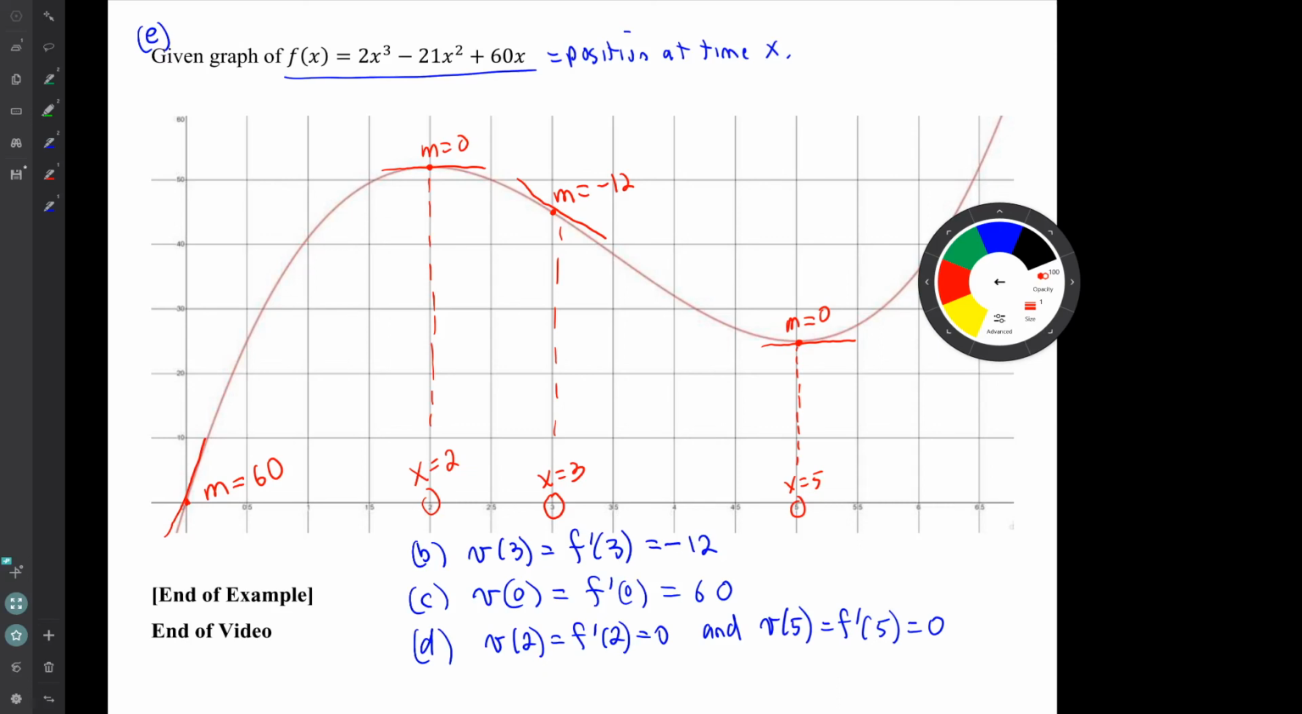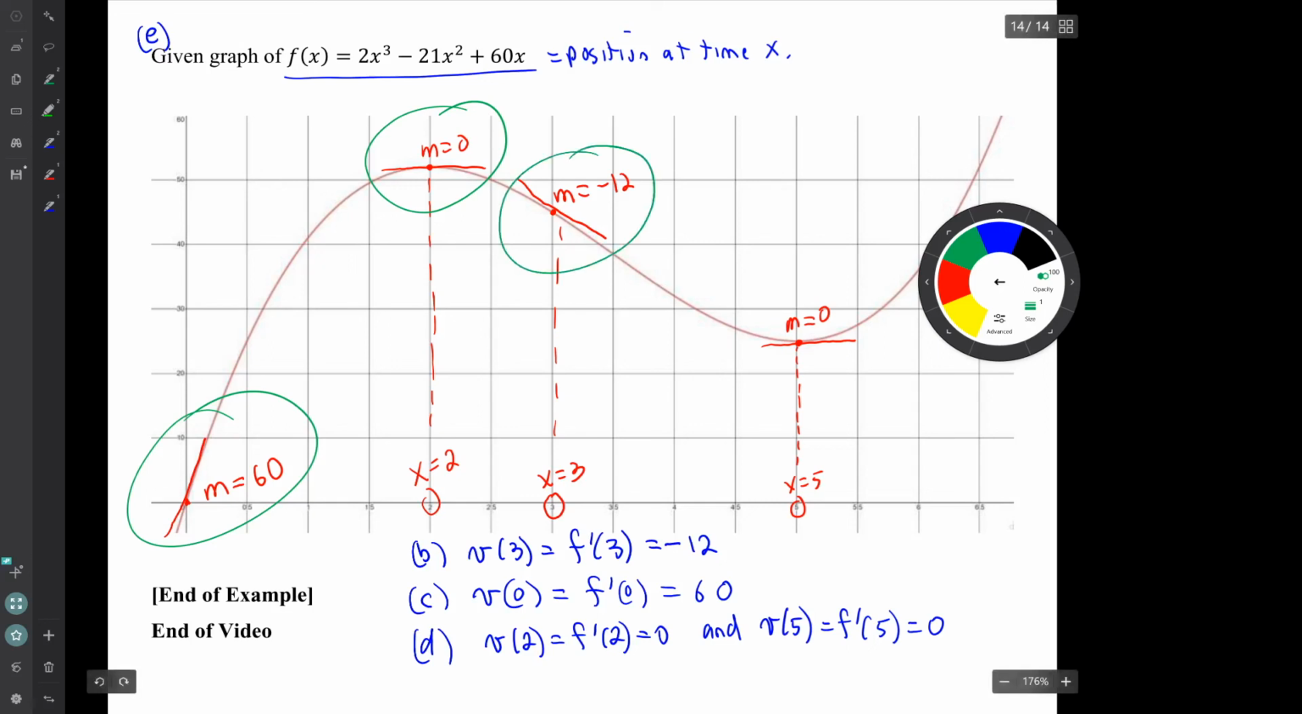Think about what this means. This result means that at time 0, the object was moving with a speed or velocity of 60 meters per second. This means that the object was moving with a velocity of 0. That means the object was not moving. Notice the position graph has stopped going up and is momentarily not going up or down.